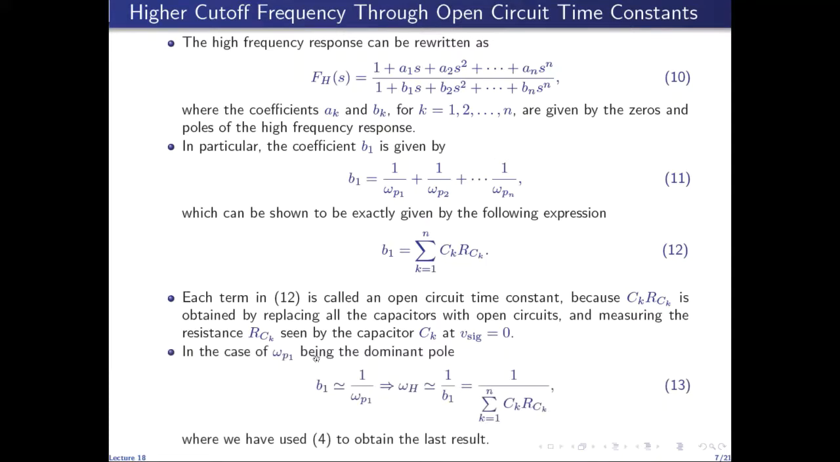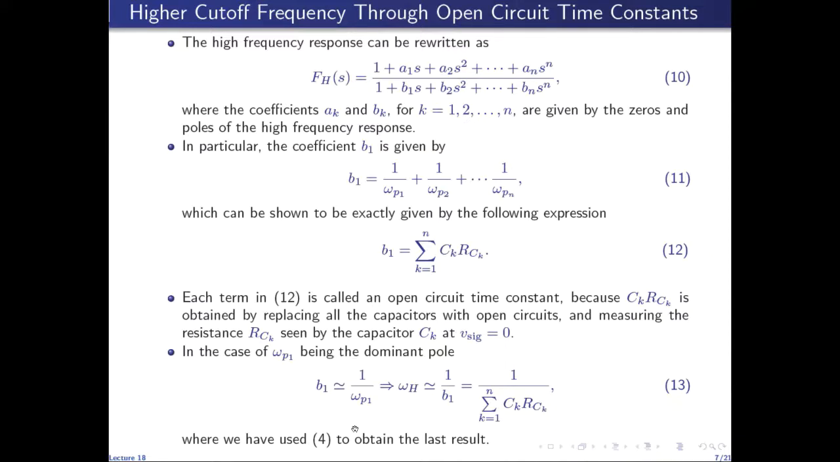So from this information, again, under the assumption that there is a dominant pole in the system, so assuming that omega p1 is the dominant pole, we can approximate b1 as 1 over omega p1. Because omega p1 is much smaller than all the other omega pk's, its inverse will be much larger than all the other 1 over omega pk's. So b1 is very well approximated under this assumption by 1 over omega p1.